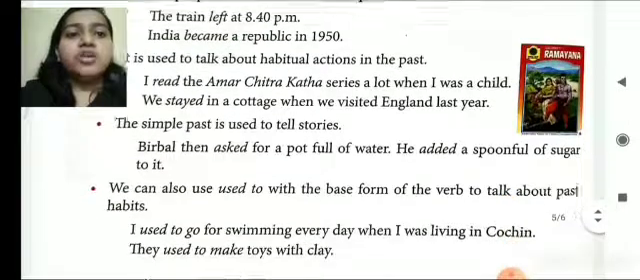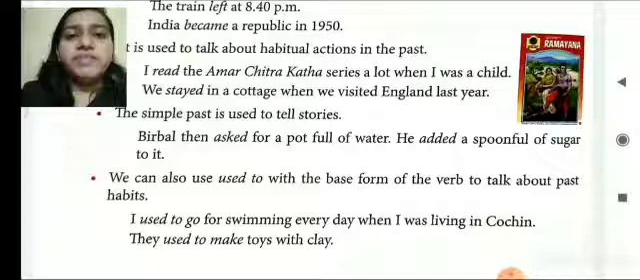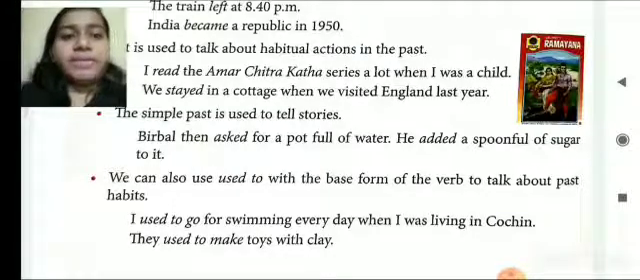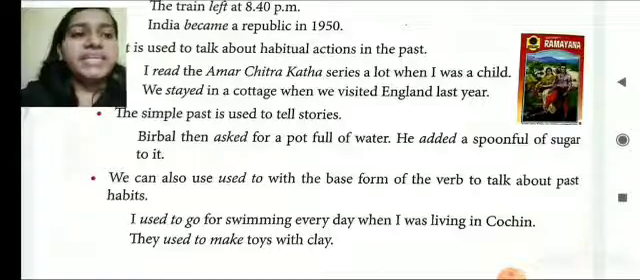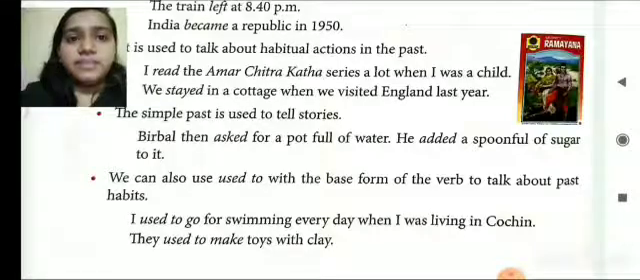Simple past tense is also used to tell stories. So when we elaborate any story, we will always use simple past tense. And the fourth one is, we can also use used to plus the base form of the verb to talk about past habits. So here in simple past tense, instead of use, we can use used to make the sentence simple past. For example, I used to go for swimming every day when I was living in Kochi. Here the action has already taken place in the past. So instead of use, we will use used. They used to make toys with clay.